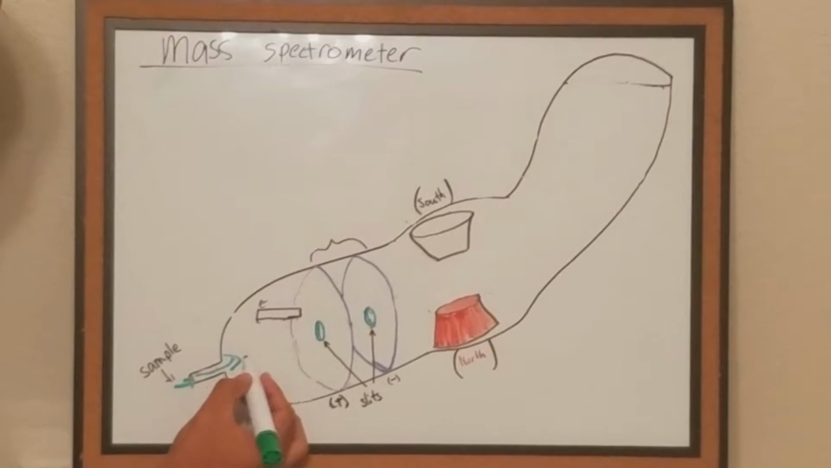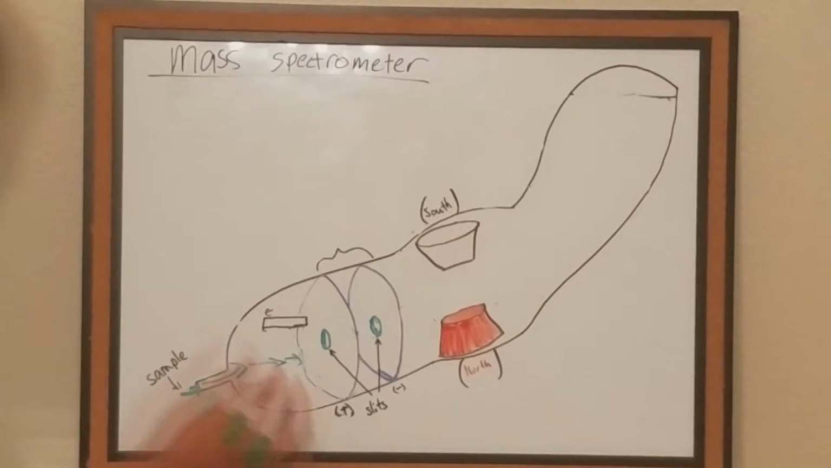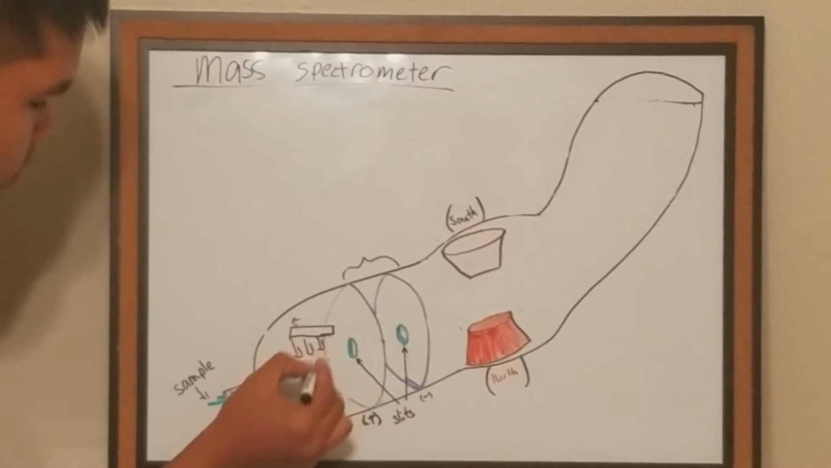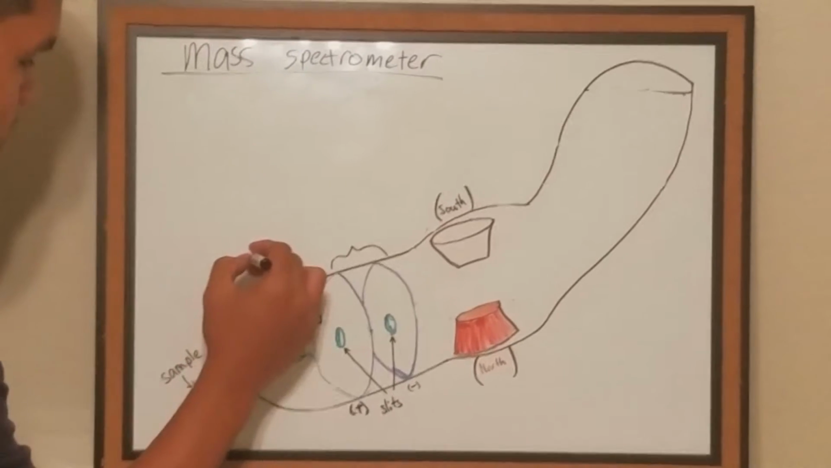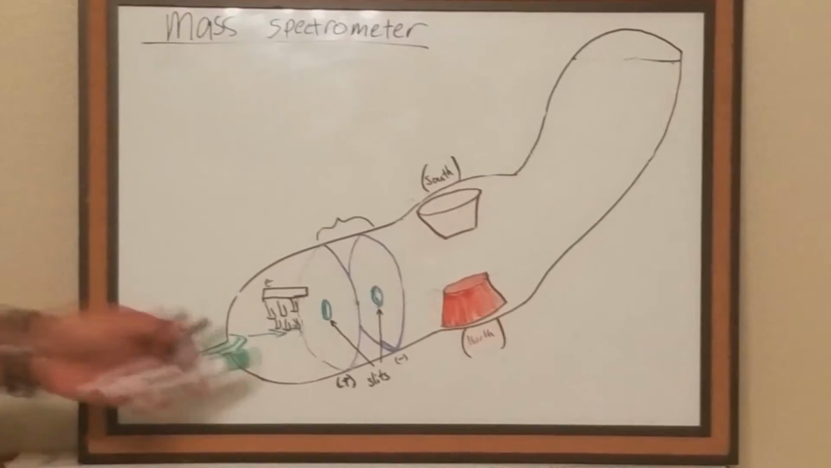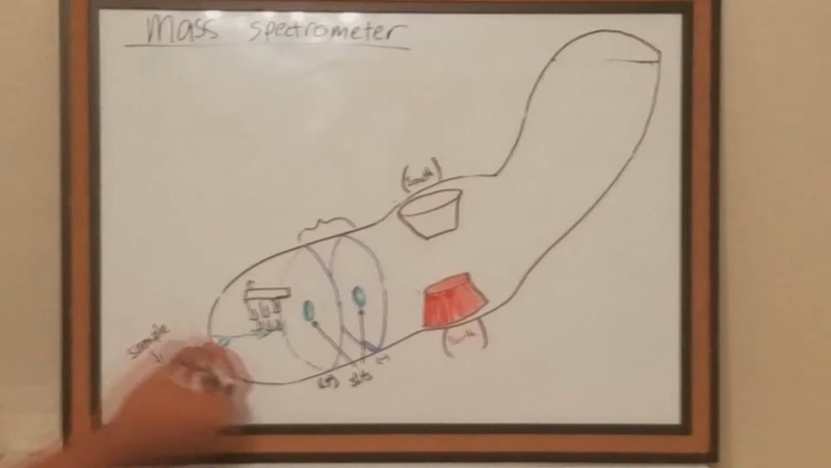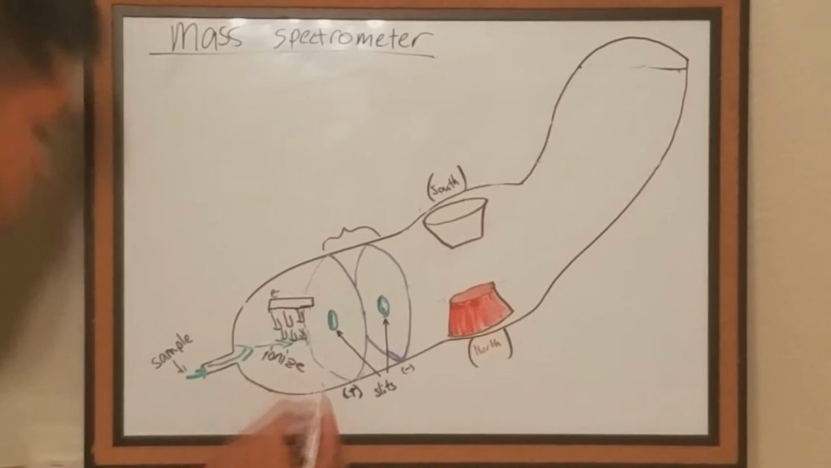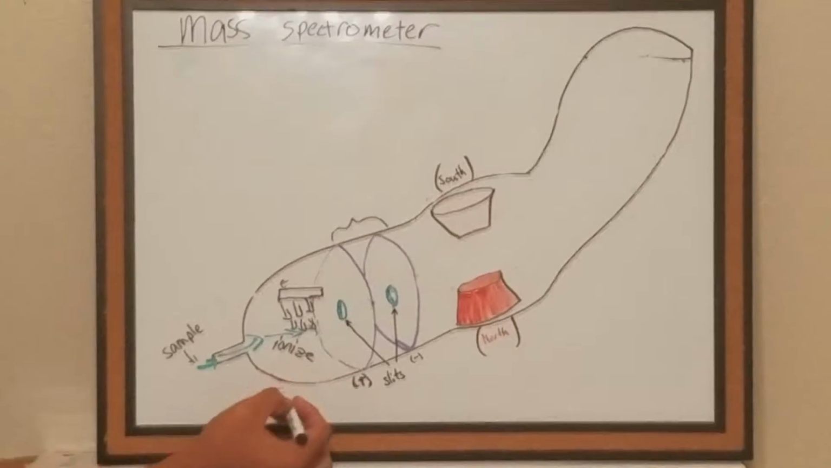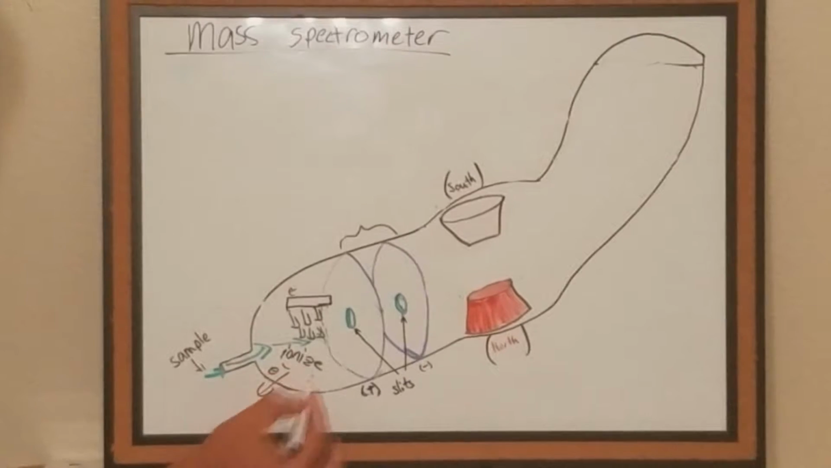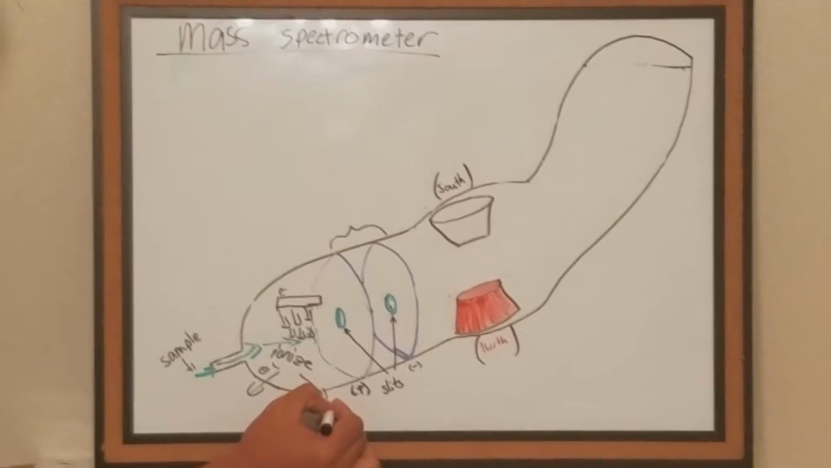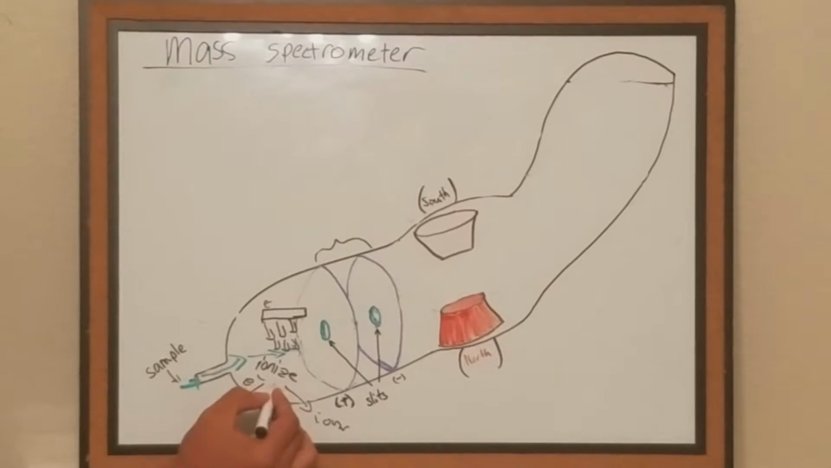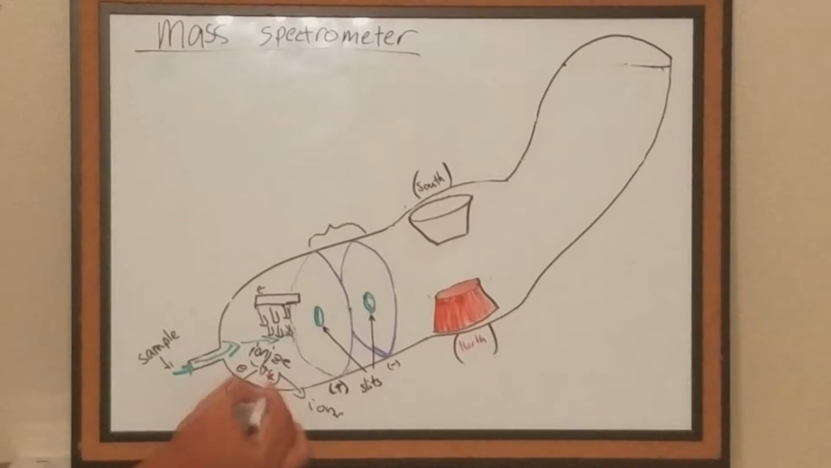Then, the sample is bombarded with high energy electrons. These high energy electrons will ionize the sample. This means that it will either lose an electron or separate into its ions. Either way, it will end up with a positive Q charge.